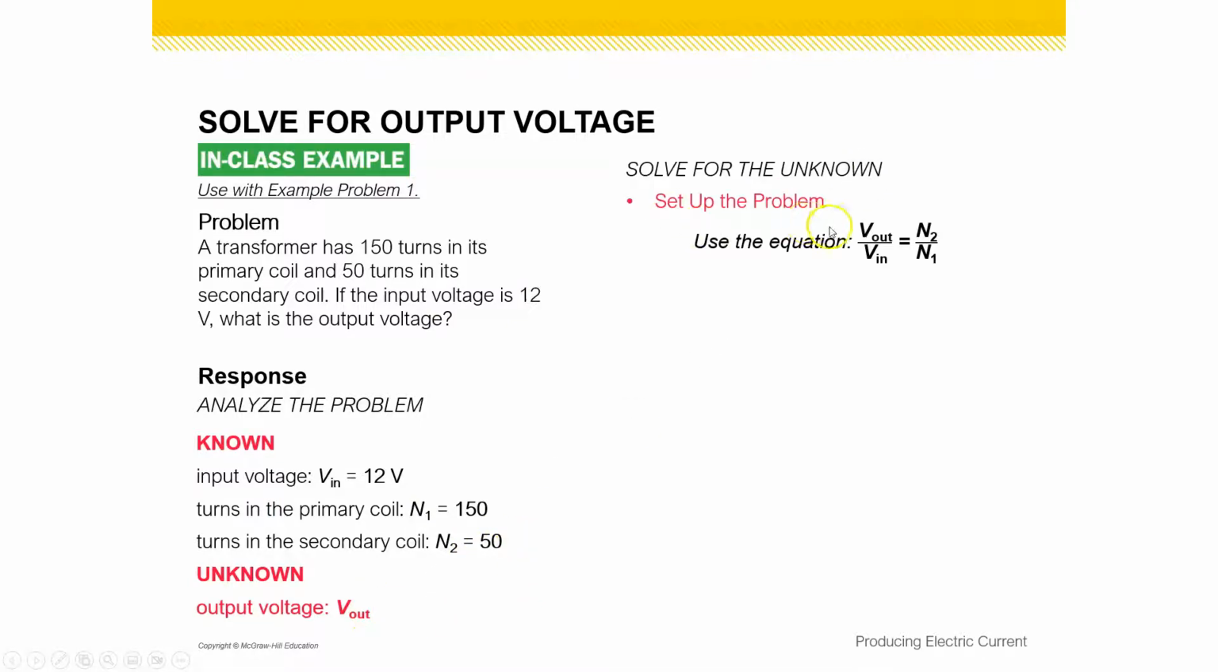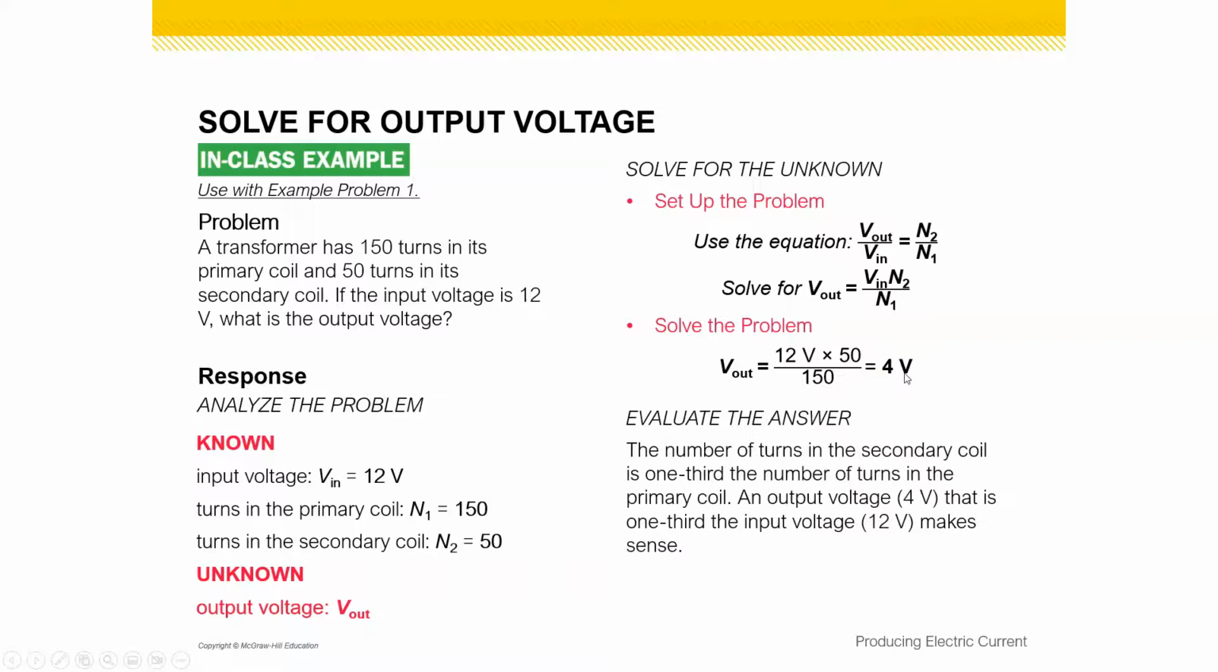Well, use the equation V out over V in equals N2 over N1. So solve for V out. Well, you're going to multiply both sides by V in because it's on the bottom over here. So you get V in times N2 over N1, and then plug the numbers in, and you get 4 volts out. So does this make sense? Well, yeah, you have more coils on your primary coil than your secondary coil, so it makes sense that it would be a lower voltage.